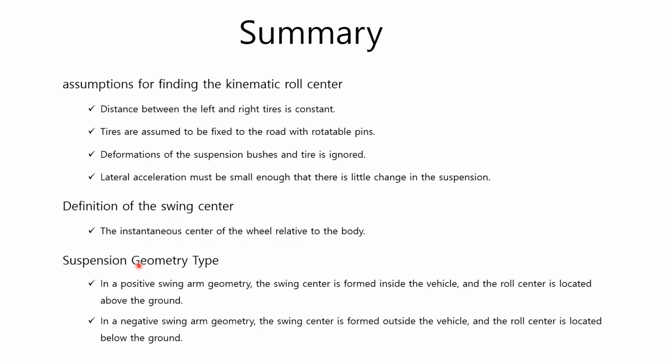There are two types of suspension geometry. In a positive swing arm geometry, the swing center is formed inside the vehicle and the roll center is located above the ground. In a negative swing arm geometry, the swing center is formed outside the vehicle and the roll center is located below the ground.